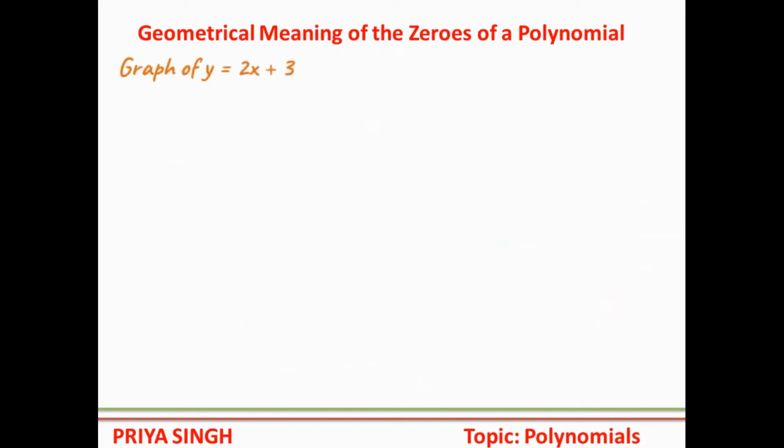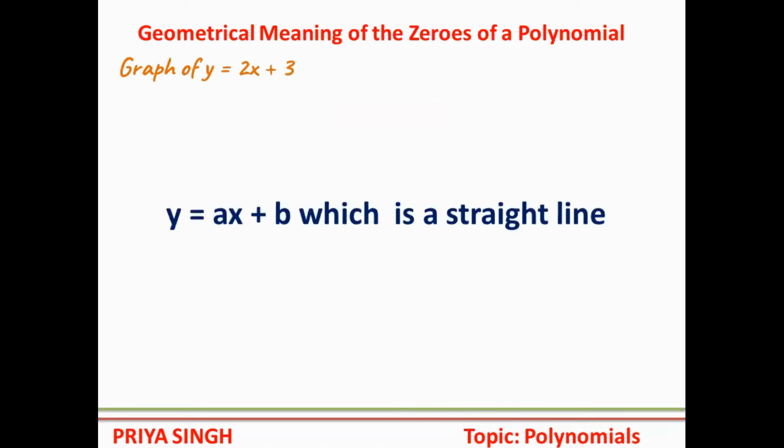So here is my first graph of y is equal to 2x plus 3. Now y is equal to 2x plus 3, you are already aware that it is a linear equation. And in the previous standard, you have drawn the graph for this equation and it came as a straight line. So y is equal to ax plus b is a straight line. So for our graph, we are going to get a straight line.